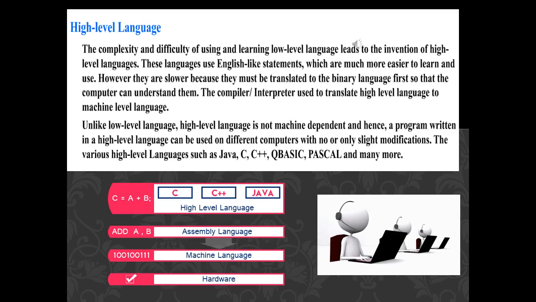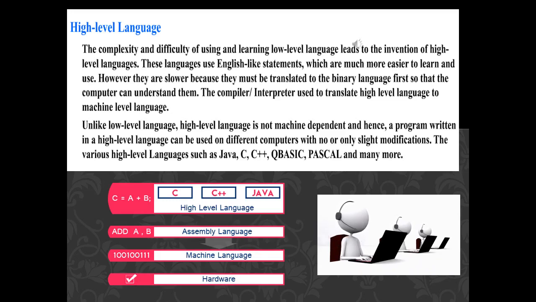Next one is high level language. We already know that writing programs in low level language such as machine level language or binary language is complex and difficult. For this, high level programming languages like C, C++, Java have been developed and they can be written in English. Their programs are much easier to learn and use. A computer can understand only binary language because it contains only zeros and ones. For this, a translator is needed. A language translator like a compiler or interpreter is used to translate high level language into machine level language.